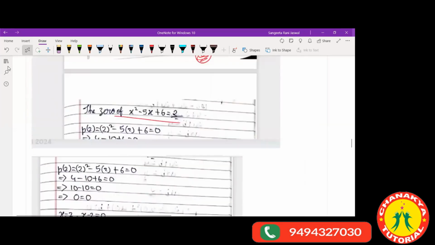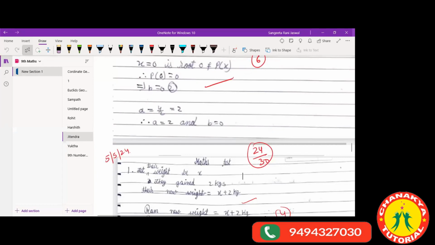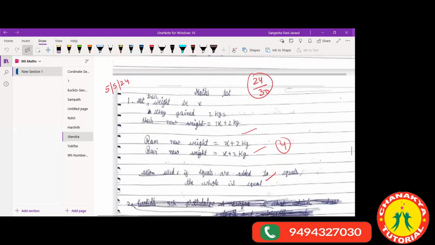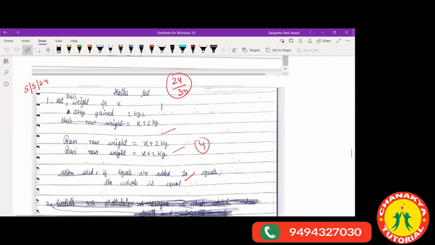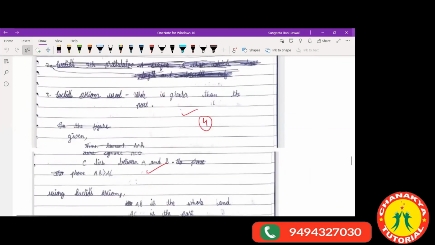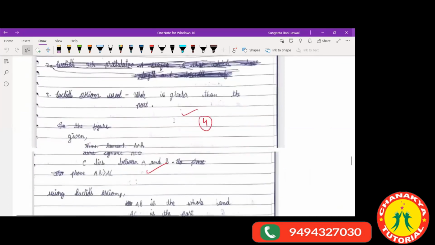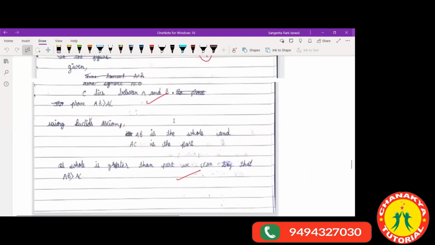And who else is here? Jitendra. Let's see Jitendra's paper. Jitendra, this is your paper. Jitendra is here. Yes, ma'am. Yes, Jitendra, you can see your paper. Your first question is absolutely fine. Second one is here. Whole is greater than its part. You have shown that this thing, what was to be proven here.